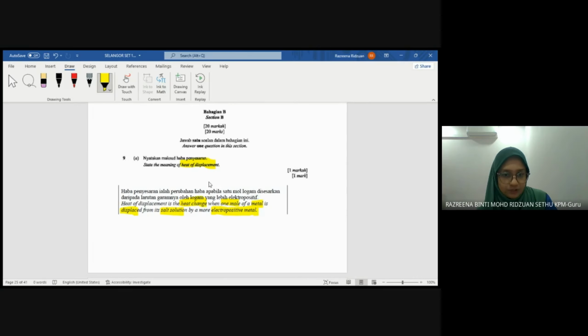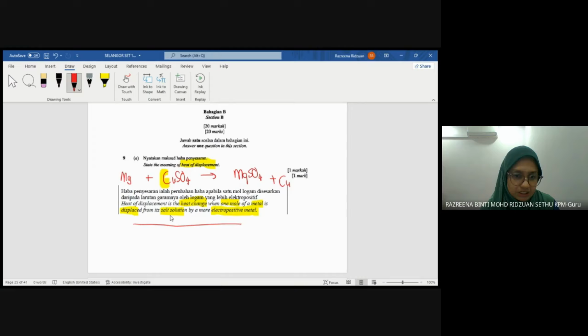So for example, when there is a salt, we have copper sulfate, and it is being displaced by a more electropositive metal to get MgSO4. So magnesium here displaced the copper from its salt solution. So copper is left alone here. When starting on the question, usually if they ask what is heat of displacement, then we give a general statement because 1 mole of metal is displaced from its salt solution.